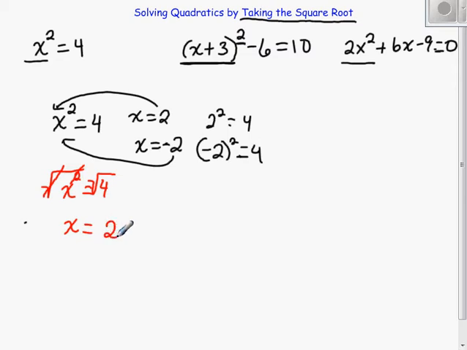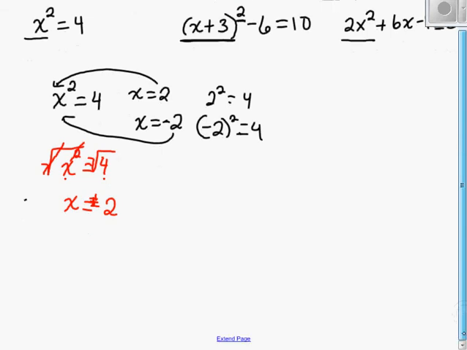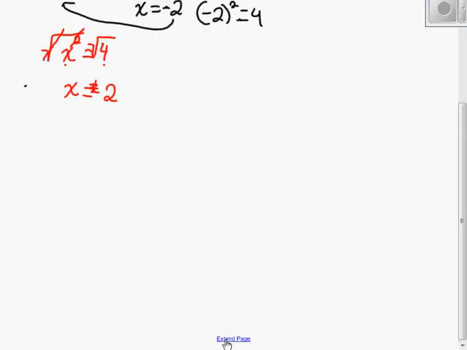But we also have to include a plus or minus because there are two different numbers that we could square to give us 4. Anytime we take the square root of both sides of an equation, we have two solutions. We have both a positive and a negative, and we have to remember to take those into consideration. So by taking the square root of both sides, we get the solutions positive 2 and negative 2. Let's take a look at another example.